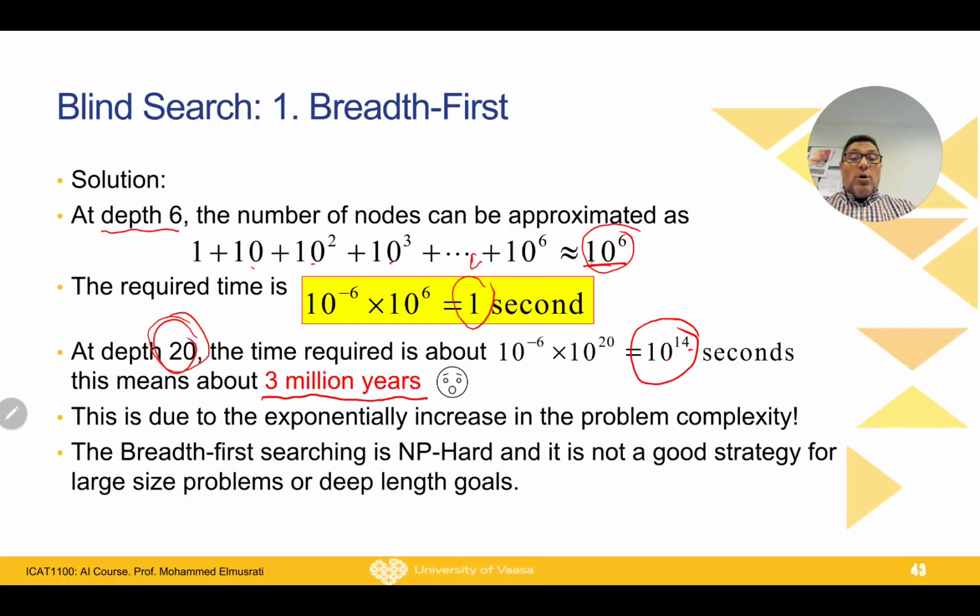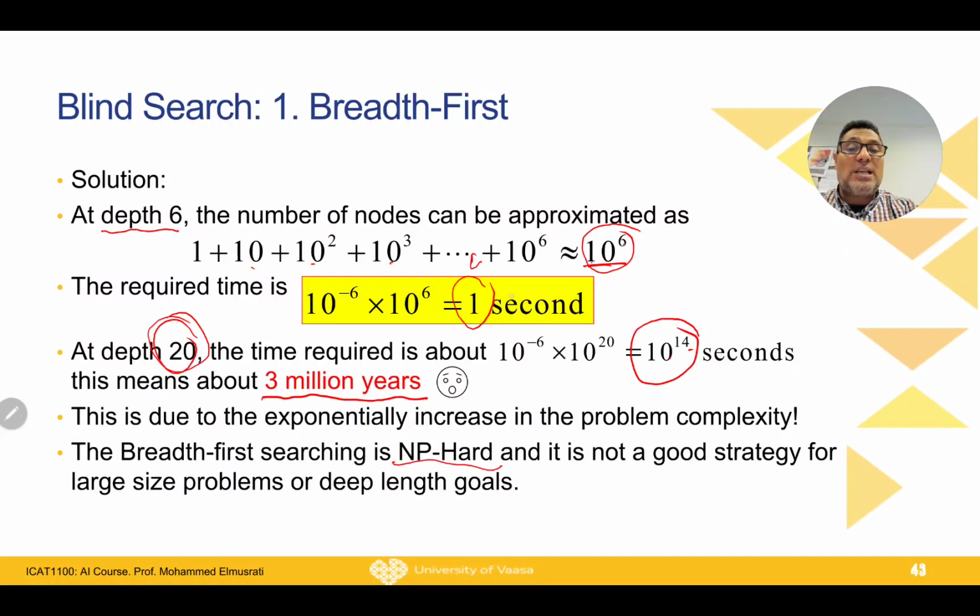Okay, now this is called NP hard. So I hope that now you know what we mean by NP hard, non-polynomial hard or non-polynomial complex problems. It means that the complexity of the problem is increasing very fast with the number of states or the size of the problem. So there is no polynomial that can cover the time required or the memory required when the number increases.